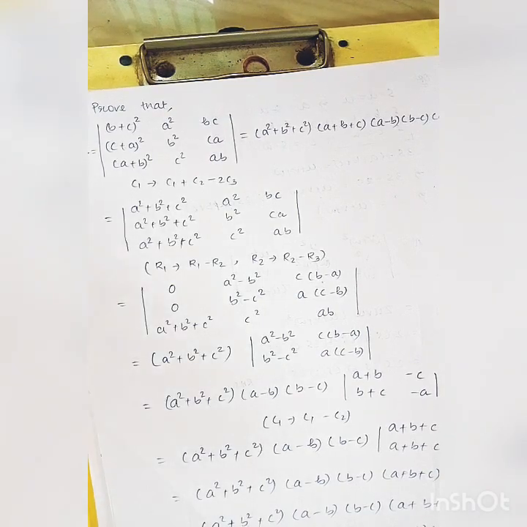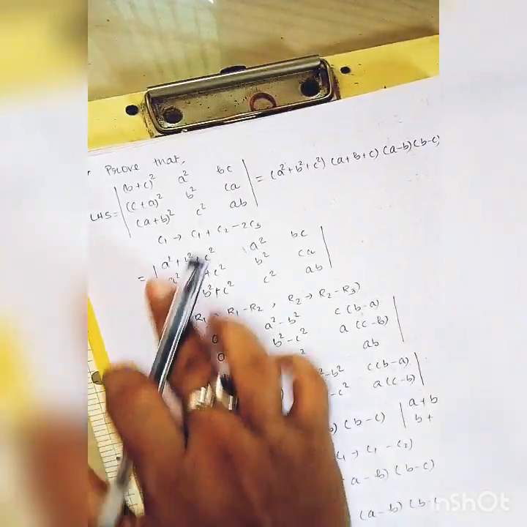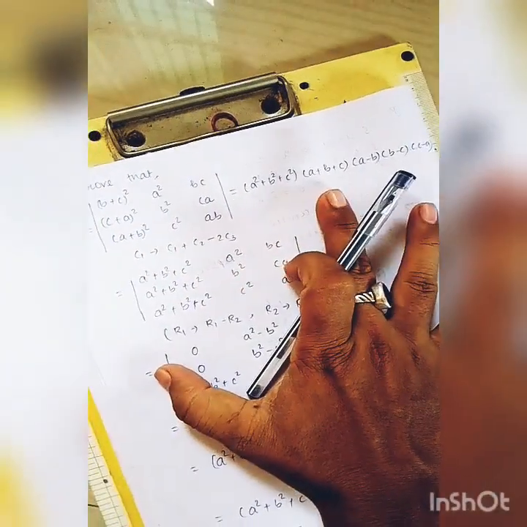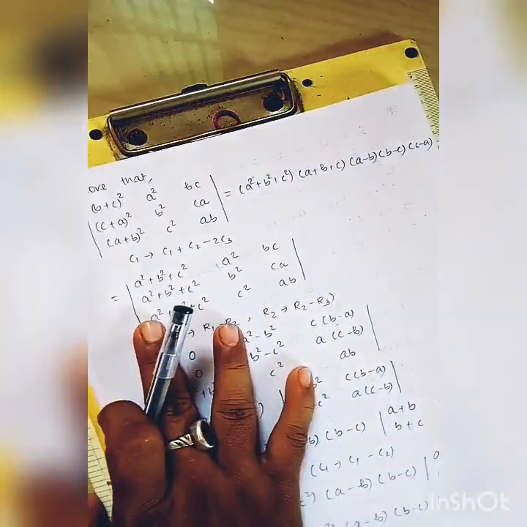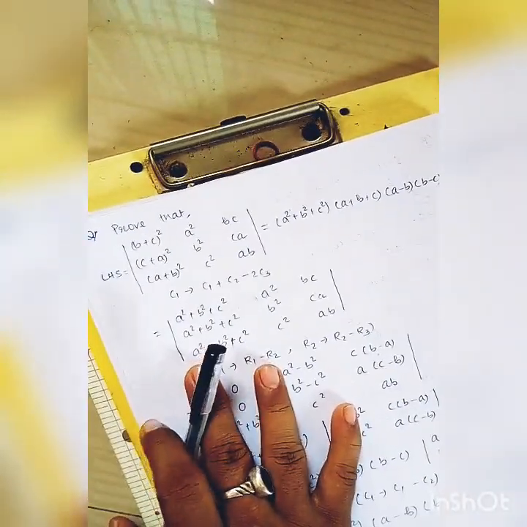Continue to the problems on determinants. Prove that the determinant of this is equal to this. Before solving this, we can first observe the question.